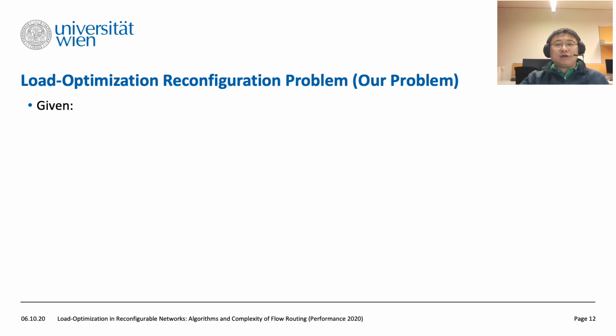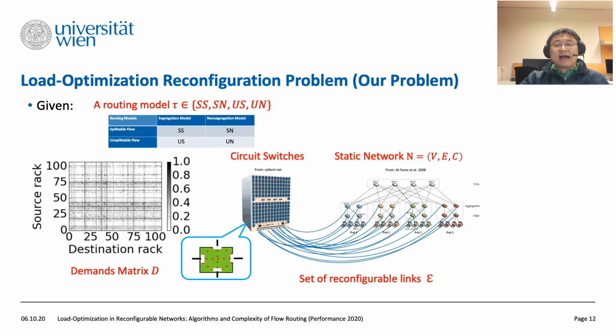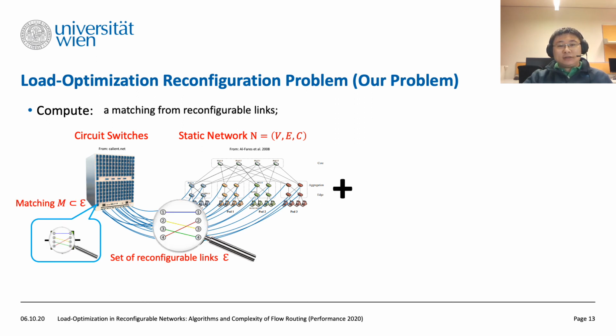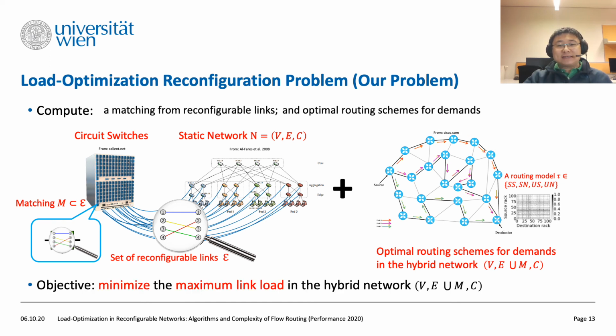So let's focus on the definition of our problem. It's called the load optimization reconfiguration problem. We are given a routing model discussed just now. We have a demand matrix, and we have a reconfigurable network. It contains a static network, shown here. Meanwhile, we have a set of reconfigurable links, and we have a circuit switch. Recall, in this physical layer, you have to select a matching from the set of reconfigurable links. So with the given input, our task is to compute a proper matching to obtain a hybrid network, and then compute an optimal routing for the given demands and the routing model in this hybrid network, such that the maximum link load in this hybrid network is minimized. So this is our problem.